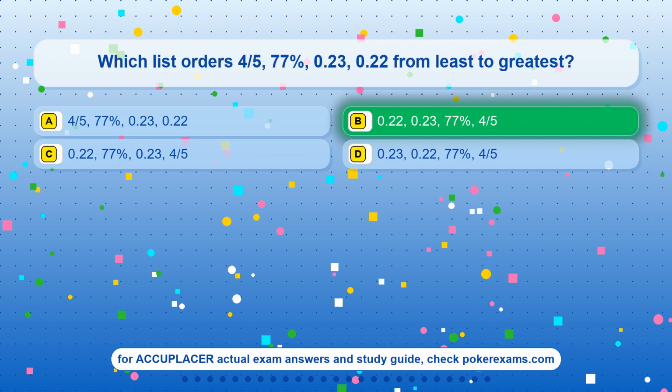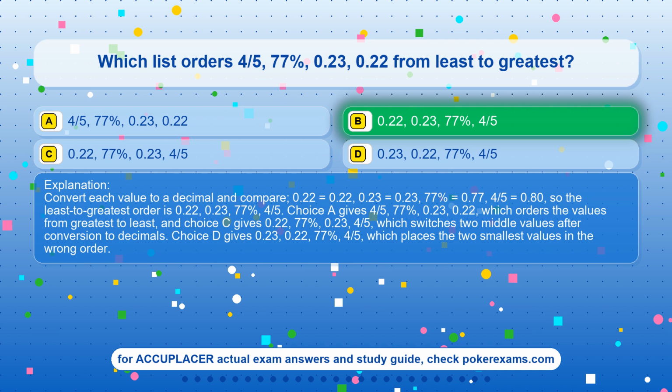The correct answer is option B, 0.22, 0.23, 77%, 4/5. Convert each value to a decimal and compare. 0.22 equals 0.22, 0.23 equals 0.23, 77% equals 0.77, 4/5 equals 0.80, so the least-to-greatest order is 0.22, 0.23, 77%, 4/5.